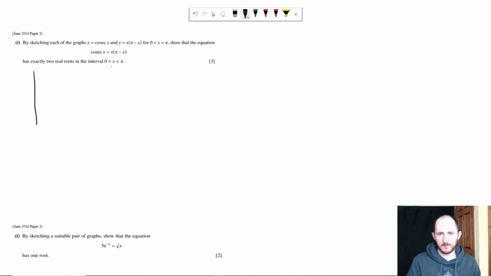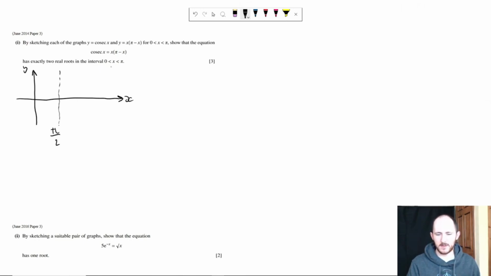That'd be our x-axis, that'd be our y, and again it's just a sketch, you don't need to make it super exact. So with the cosec graph, it kind of looks like the tan graph in the sense it has these repeating asymptotes.